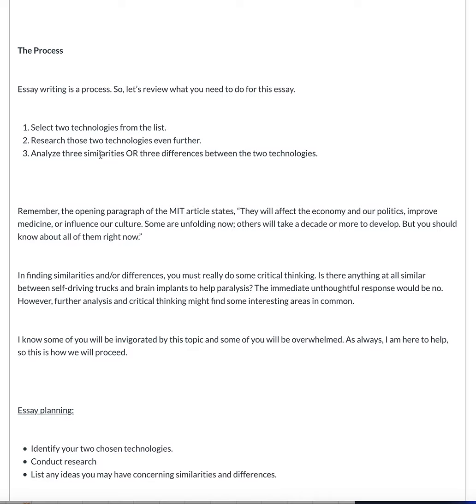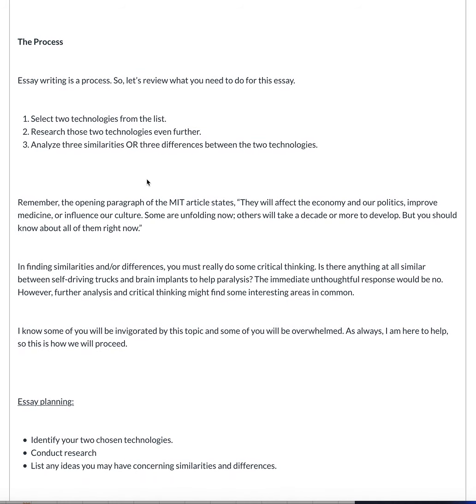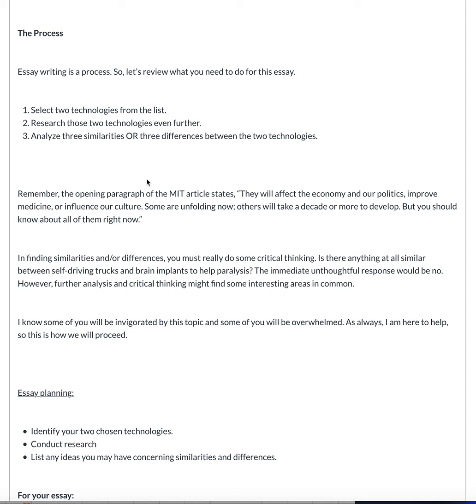And then you're going to analyze three similarities or three differences. And that's very important, right? You don't want to say two similarities and one difference after the assignment tells you to do three similarities or three differences. I get it. If the assignment didn't say that, of course you could compare and contrast. But because we're trying to get you to write towards a prompt, we really want to see you read that, process it, and do what the assignment tells you to.